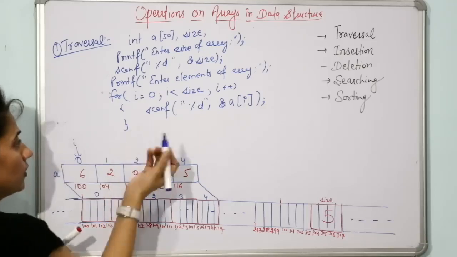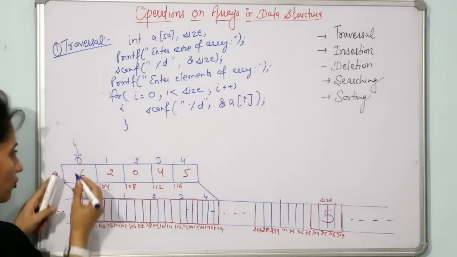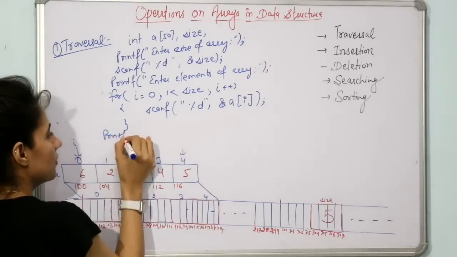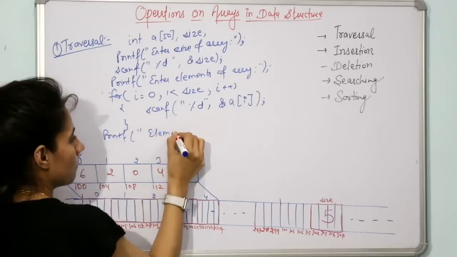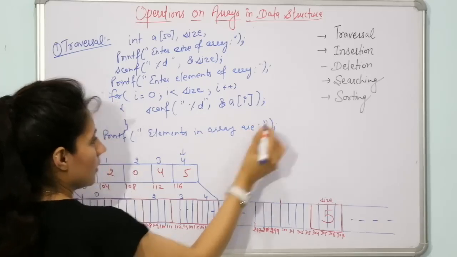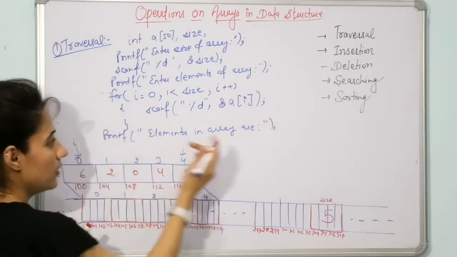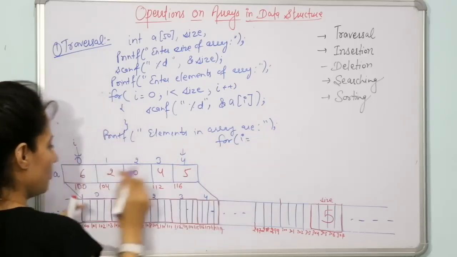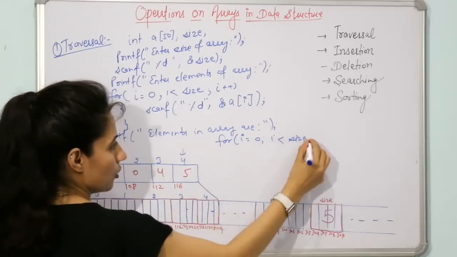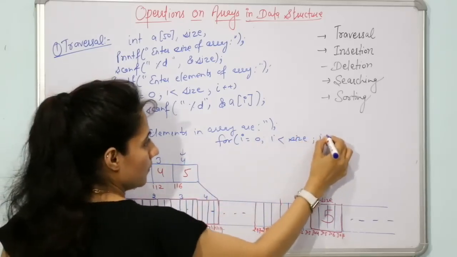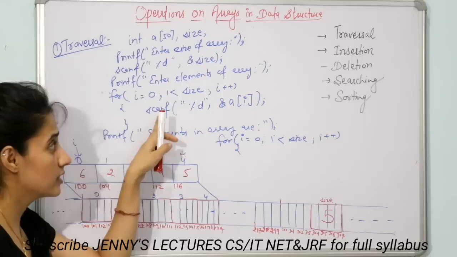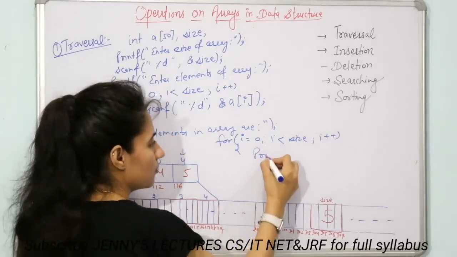So for printing you will write one for loop again. i would be from 0 to 4. You can write here printf elements in array are. After printf you will write one for loop. i would start from 0, i would be less than size, or you can say less than or equal to size minus 1, i plus plus. Within this for loop, now we are going to print the array. So you will not write scanf, since scanf is for taking input; you will write printf here.